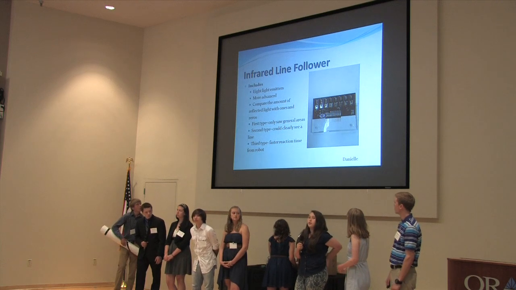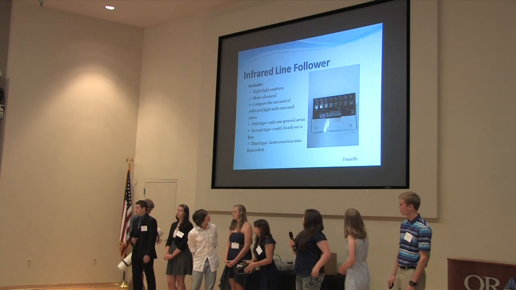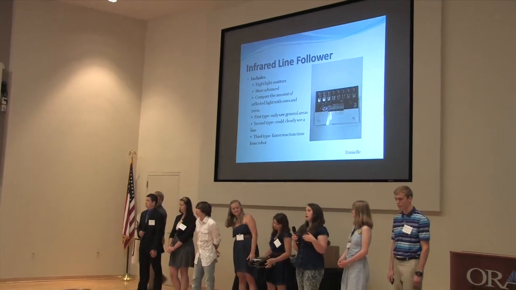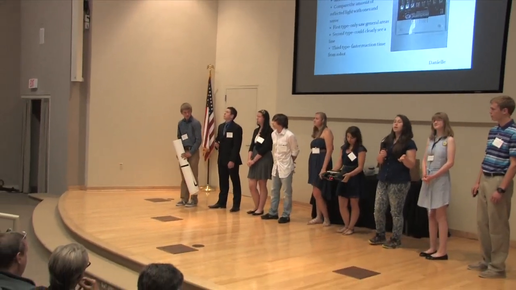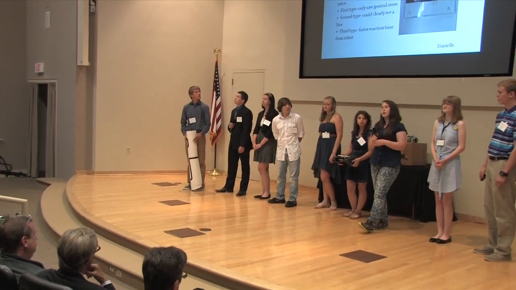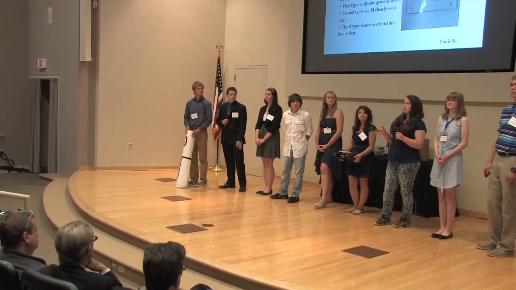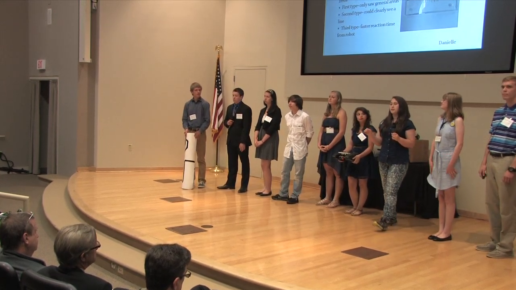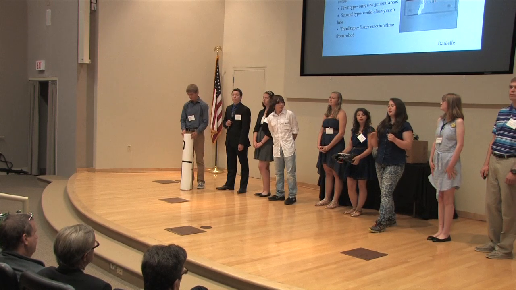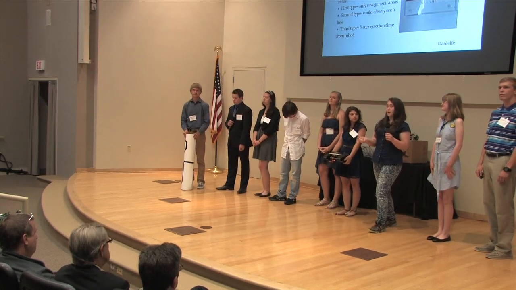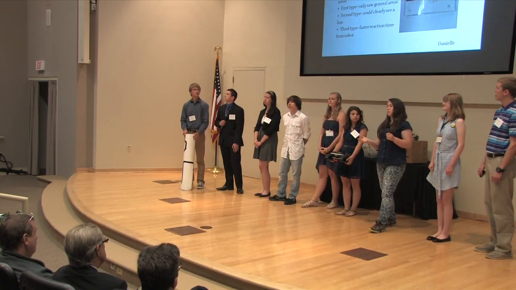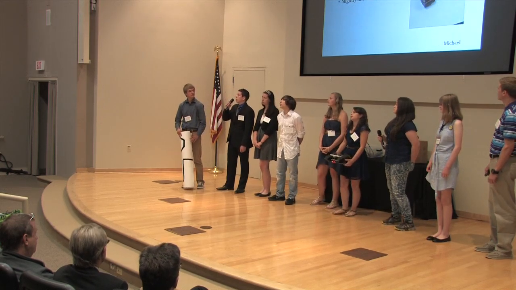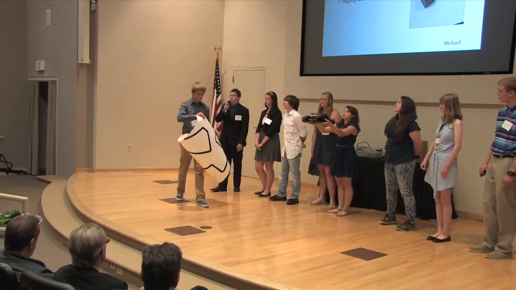And then our infrared line followers can see the difference between light and dark areas according to the amount of light reflected. We use three different types. The first type was pretty general on what it saw, and it couldn't define a line or anything. The second type had eight different light emitters, and it could follow a line. But the third type had the fastest reaction time, and it had three different light sensors.